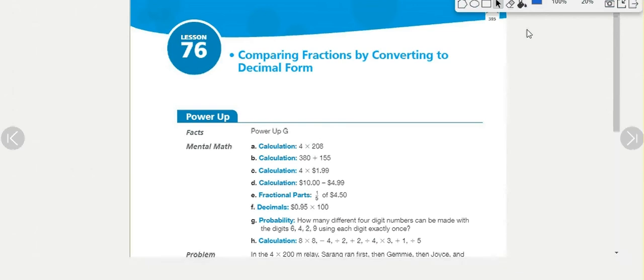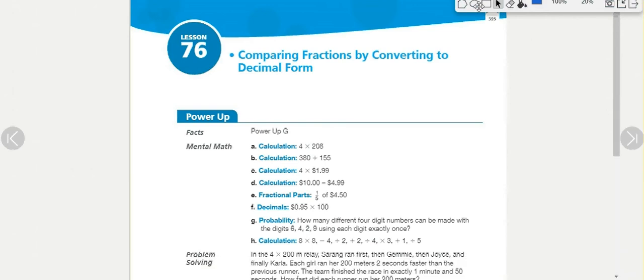Lesson 76, we're going to compare fractions by changing them into decimals. First of all, let's make sure we can compare decimals. Obviously, 0.6 and 0.625 are easy to compare. Sometimes it's nice to make sure they both have the same number of digits. And because these are the same, we have to go to the next digit over. And 0 is smaller than 2, so 0.625 wins on that one.